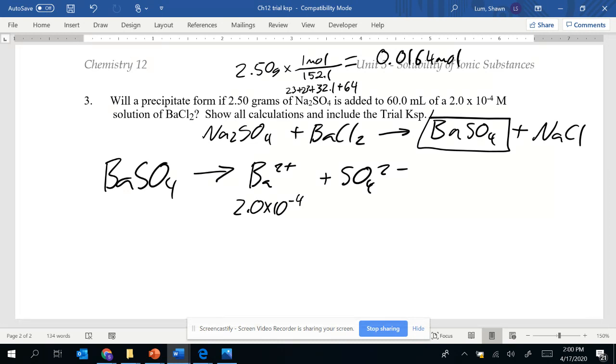I don't want moles. I want molarity. So I'm going to divide by our volume, so divide by 0.06 liters equals, and I get the concentration of 0.274 molarity.